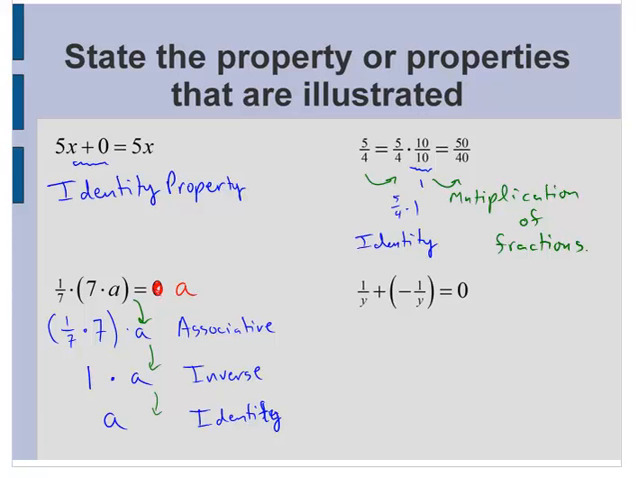1/y plus negative 1/y equals 0. This one's a little tricky. It looks like maybe I'm using a reciprocal of something, but I'm not doing any multiplying. I'm adding, and I'm adding opposites and getting 0. That is an inverse property, and more specifically, the inverse property of addition.